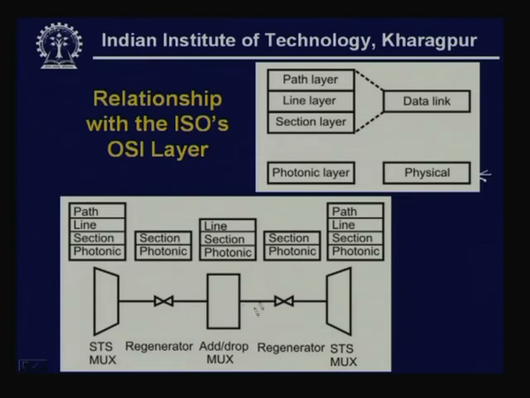On the other hand, the add drop multiplexers have 3 layers: photonic, section and line layers. And the STS multiplexer, as we have already mentioned, has 4 different layers: photonic, section, line and path layers.